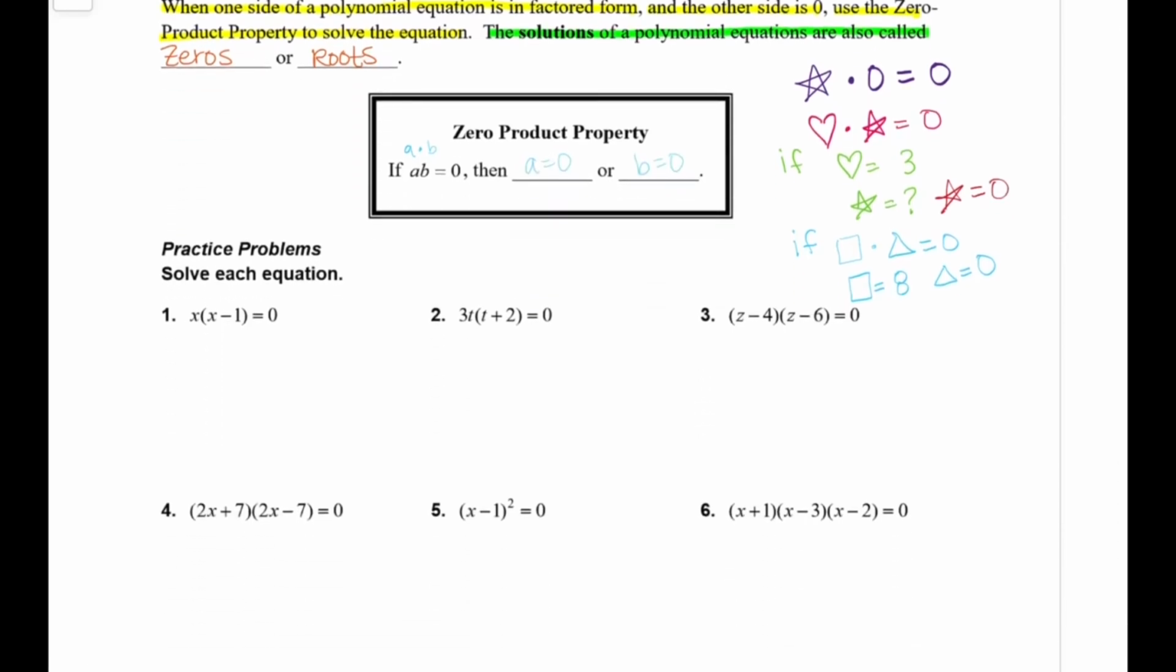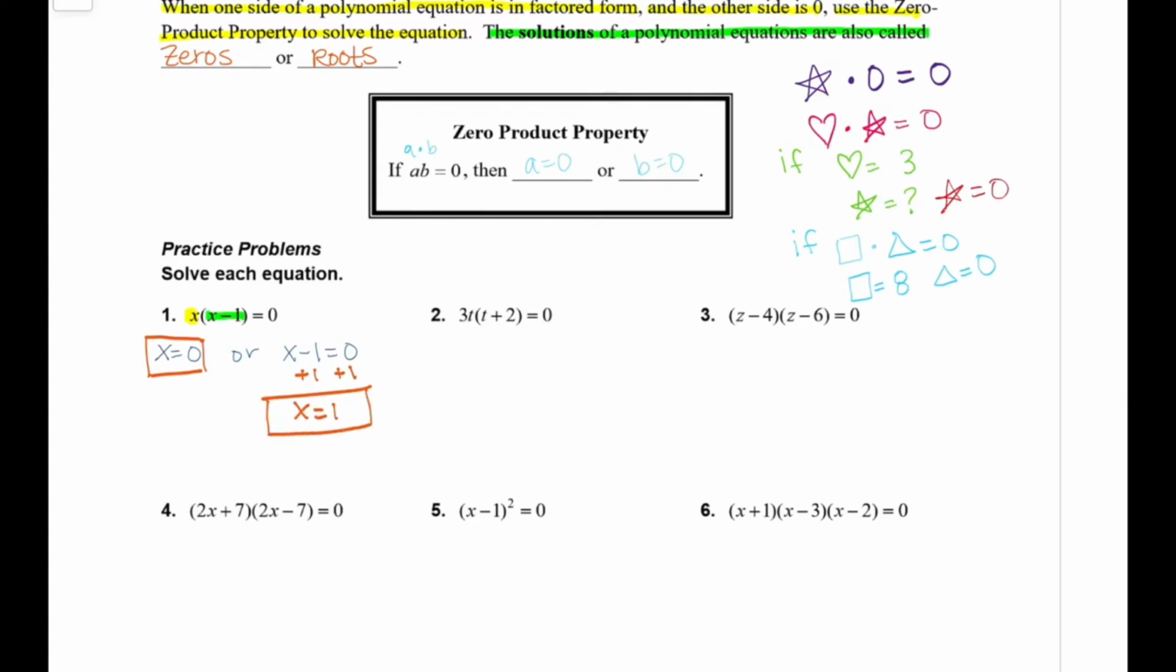So let's look at number 1. I have two things that are multiplied together. I have x, and that is multiplied by an x minus 1. So since we have two things that are multiplying together to equal 0, then either the x has to equal 0 or the x minus 1 has to equal 0. Now we're going to solve both of these for x. If we look at x equals 0, that's already solved for x. We can't do anything to that. Whereas the x minus 1, we can add 1 to both sides and we get x equals 1.